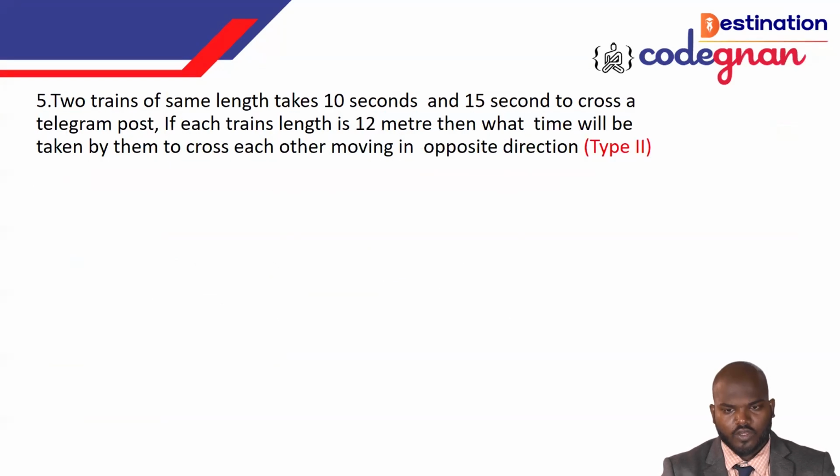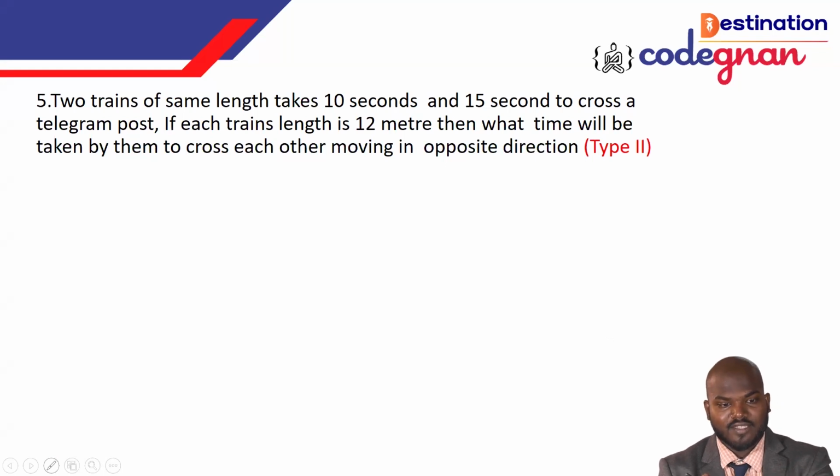Okay guys, so let's move to the other questions mentioned here. This one is about two trains of the same length, moving at some speed. They take 10 seconds and 15 seconds to cross the telegraph post. So if each train's length is 12 meters, then what time will be taken by them to cross each other moving in opposite directions?